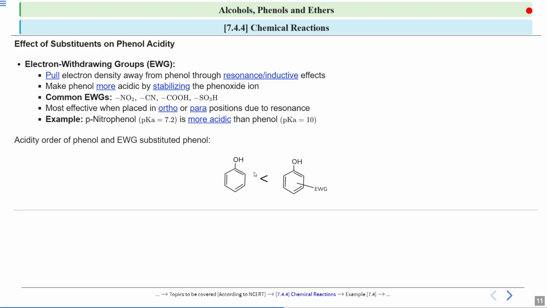So this is a phenol and this is a substituted phenol in which an electron withdrawing group is attached. If it is attached at the ortho and para position, then it will be more effective. Okay, so if you take a simple phenol and a substituted phenol with the electron withdrawing group at the ortho and para position, you will see that this one will be more acidic.